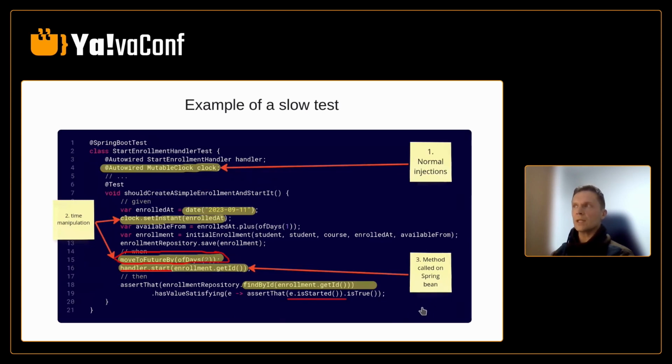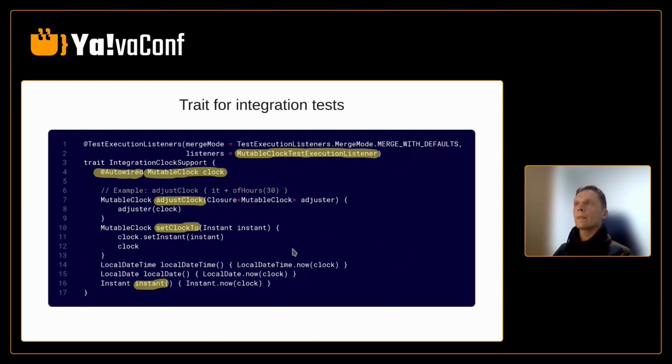Those are essentially fast tests, slow tests. And we have all the control we need. So now we can create very complicated scenarios, and we can manipulate date and time however we want. The only reminder is that we need to have the time control in our production code with the Spring Beans.